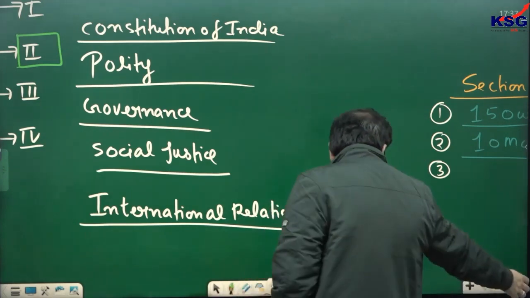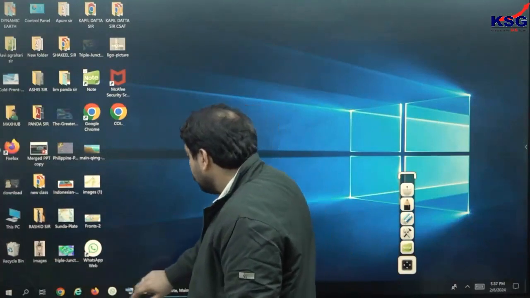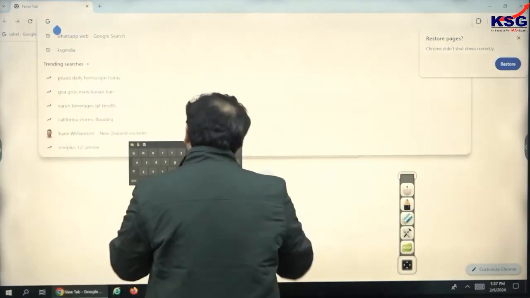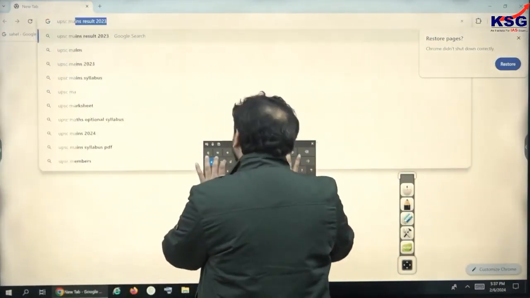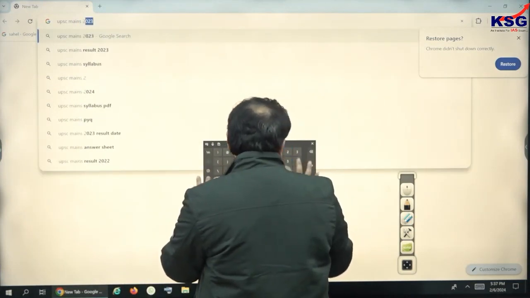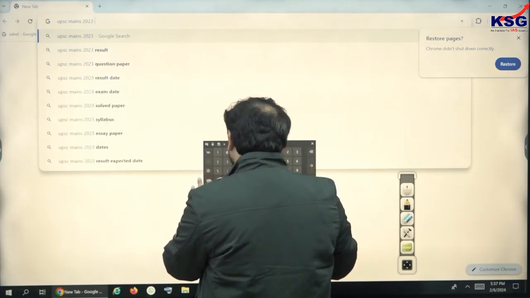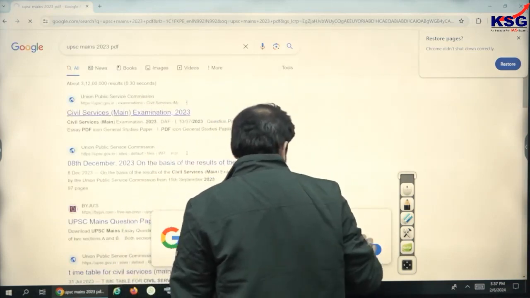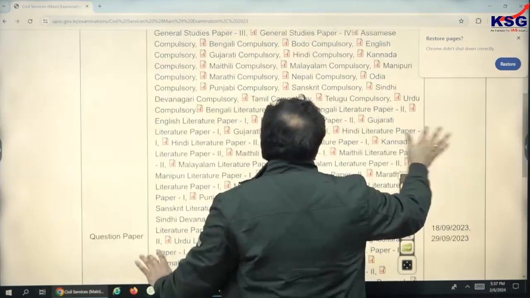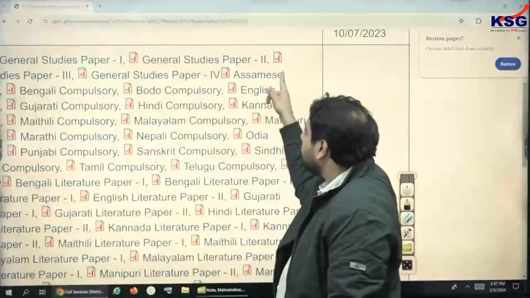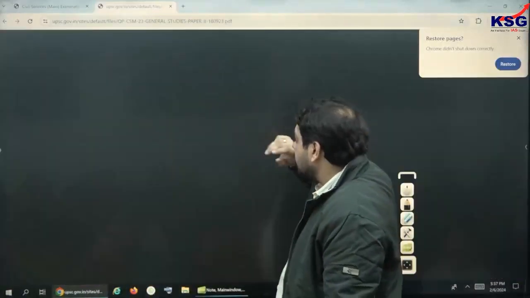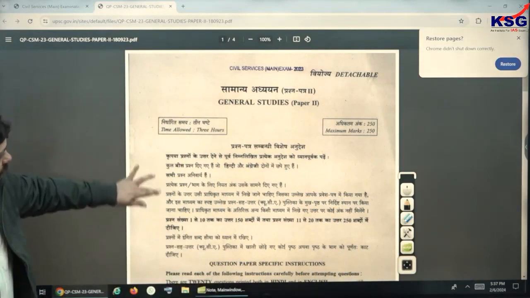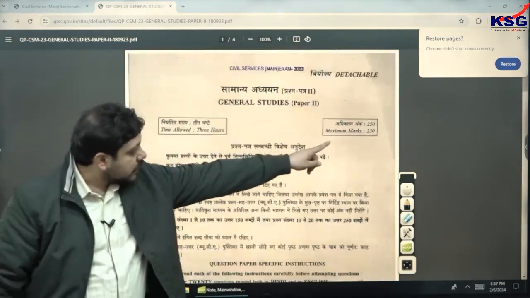If, for example, you want a slightly more animated reference for this, let's take a look at the last paper of the UPSC. You can do a simple search for UPSC Mains 2023. I'm putting up the PDF of general studies paper number 2 from upsc.gov.in, right? This is general studies paper number 2. You can see the maximum marks is 250.